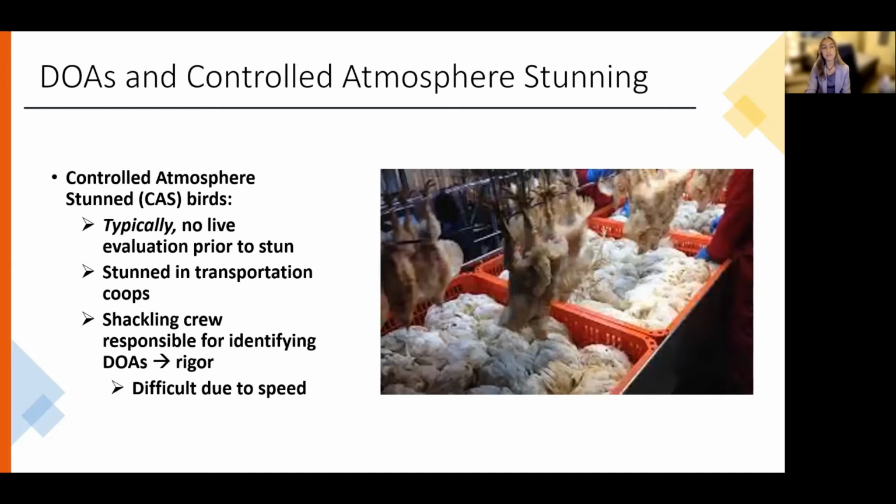Now, plants that utilize controlled atmospheric stunning, or CAS, typically do not give any live evaluation prior to stunning. This is because, as you can see on the right, birds are stunned within the transportation coops during CAS stunning, and therefore the shackling crew is responsible for identifying DOAs by analyzing rigor of the joints when the birds are being shackled. This can be difficult for the shackling crew due to the fact that the line is usually fast, at a high speed, and the birds need to be shackled as quick as possible.